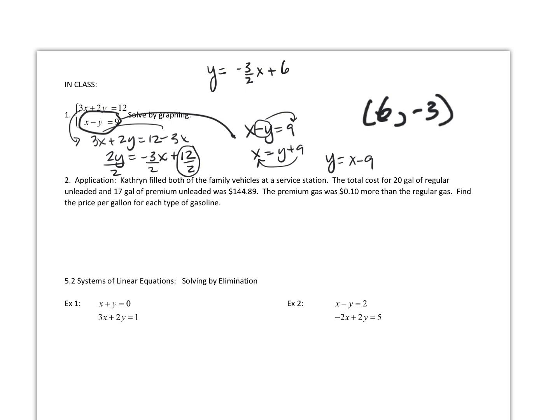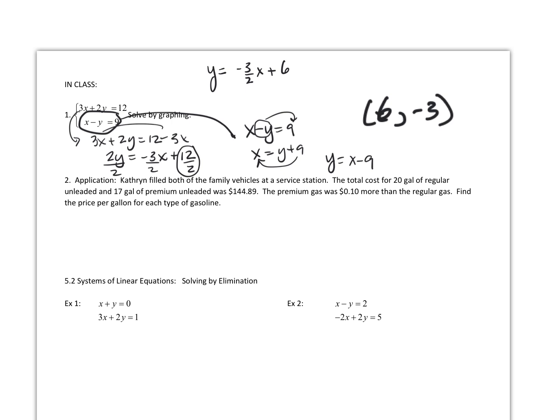Catherine filled both the family vehicles at a service station. The total cost for 20 gallons of gas, of regular unleaded, and 17 premium unleaded was $144.89. Premium gas was 10 cents more than regular. Find the price per gallon for each type of gasoline. So we need to write our system of equations. So what are our two variables here? The prices of the gas, right?